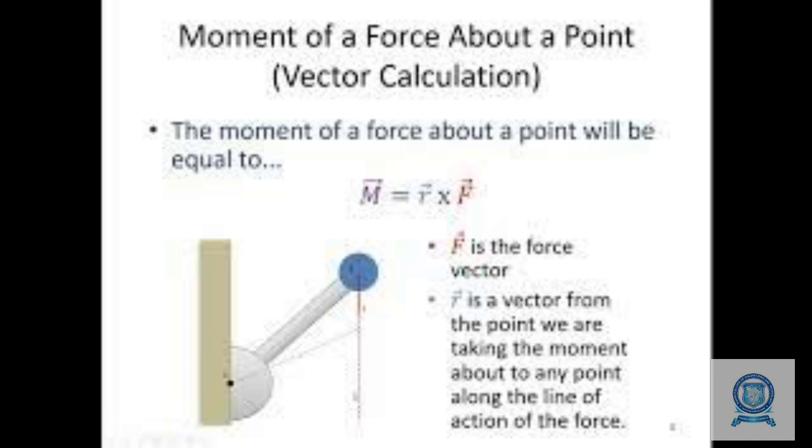Now we can see the vector approach of moment. How can you write the vector equation for moment? The normal equation of moment is force times perpendicular distance. The vector equation of moment is M vector equal to r vector, the distance vector, cross product F vector, the force vector. This is the general equation for moment in the vector approach: moment M vector is equal to distance vector r vector cross product F vector.